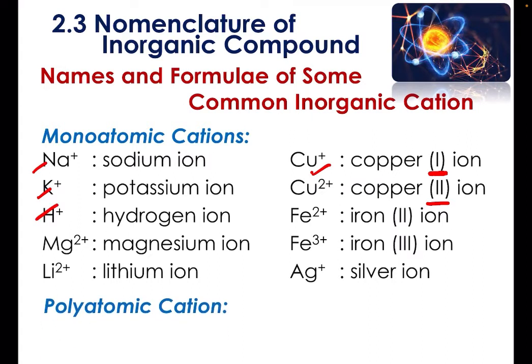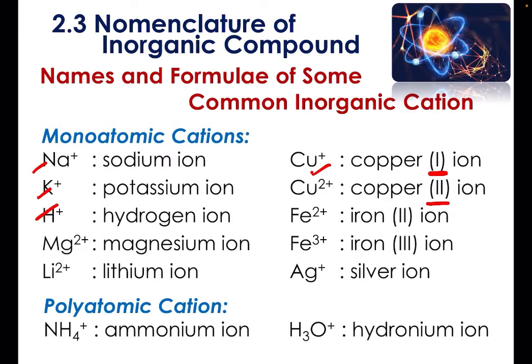And then I also got polyatomic cations. For example, the common one, ammonium ion, NH4+. Don't confuse it with ammonia, because ammonia is NH3 and ammonia is a compound. Ammonium ion is an ion that has a positive 1 charge.